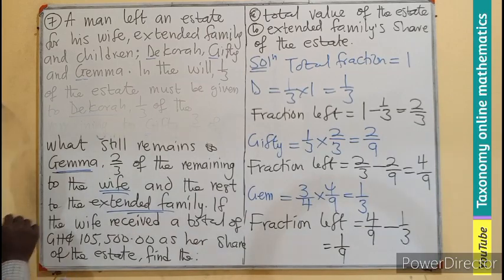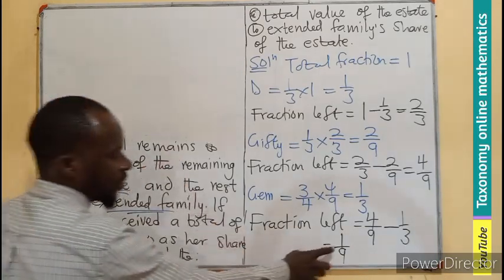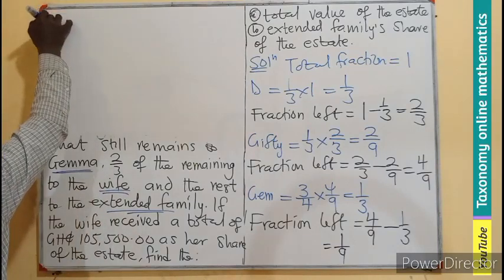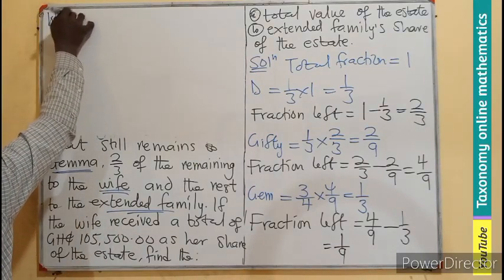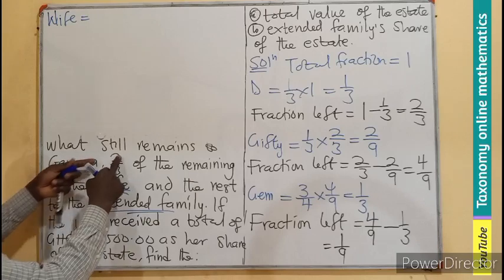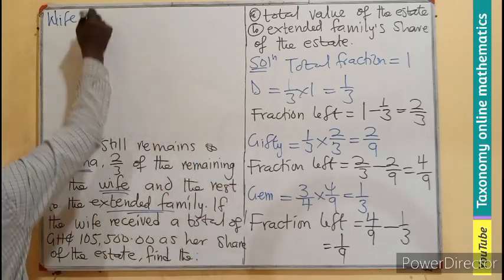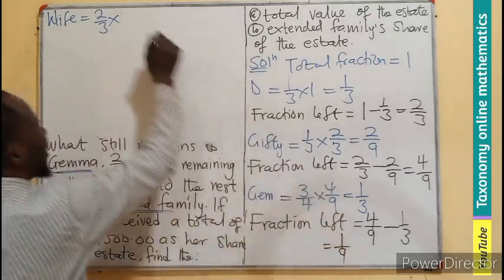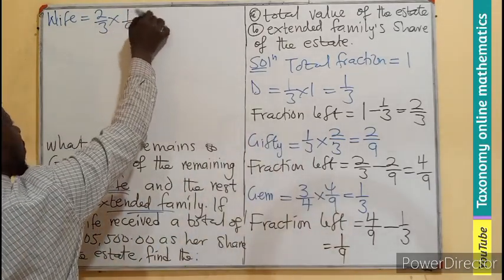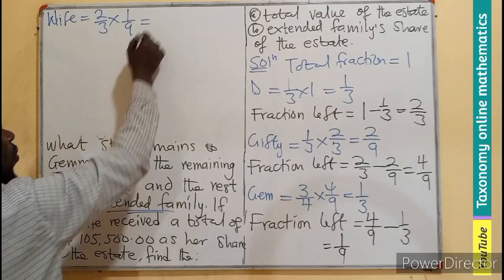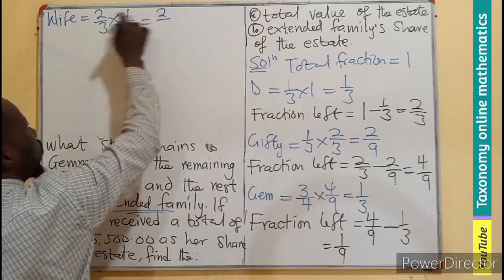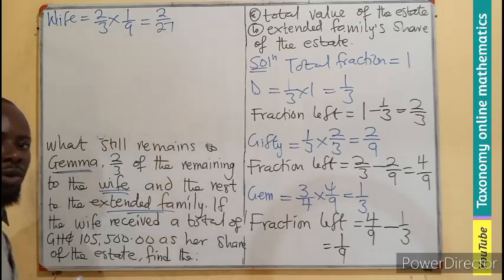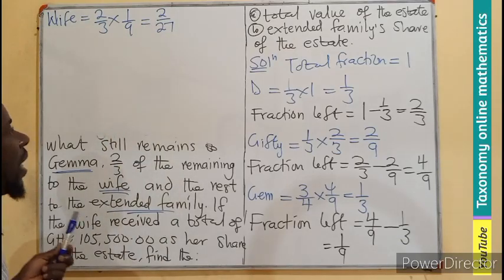So now let's see what is remaining, and what the wife will be receiving. The fraction of the wife: the wife is taking 2 out of 3 of what is remaining, so 2 out of 3 of 1 out of 9 is a multiplication. So 2 times 1 is 2, and 3 times 9 will be 27. No common factor, so we are left there.